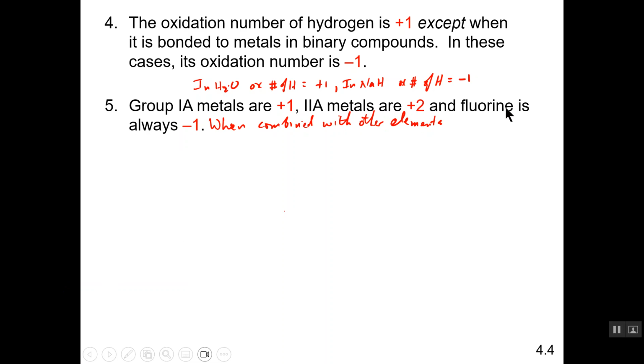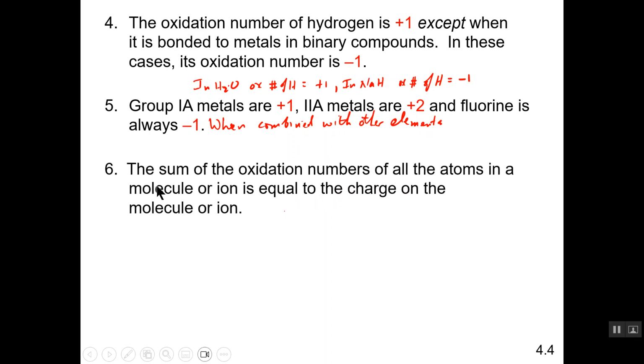Now, fluorine is very specific. The rule for fluorine is that its oxidation number is always -1, right? That is without exception. It doesn't matter what it's bonded to, only if it's bonded to itself, right? But if it's bonded to other elements, then the oxidation number of fluorine is -1 always, all right?